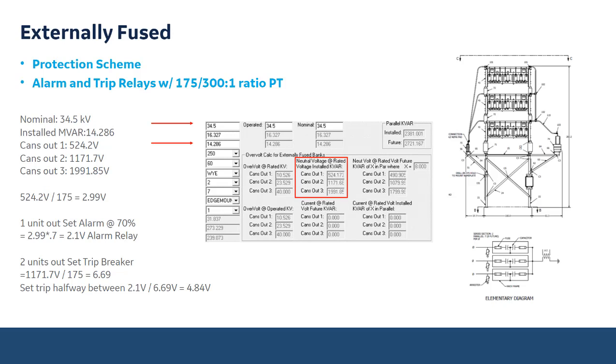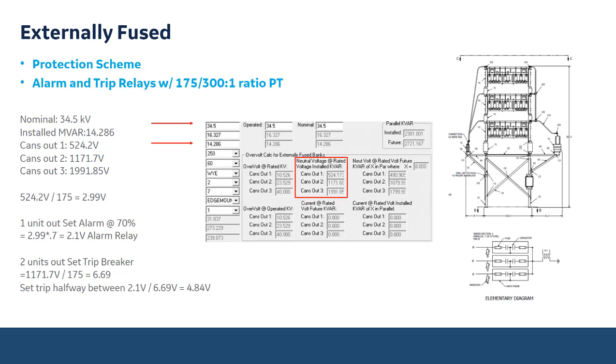the neutral voltage at rated will be 524 volts. With two cans out, it'll be 1171, and three cans out will be 1991.85 volts. So that dual ratio PT, if we use 524 volts divided by the 175 ratio, that first trip point or alarm will be at 2.99 volts. So that's what's going to drive that first relay for the alarm in the control house.